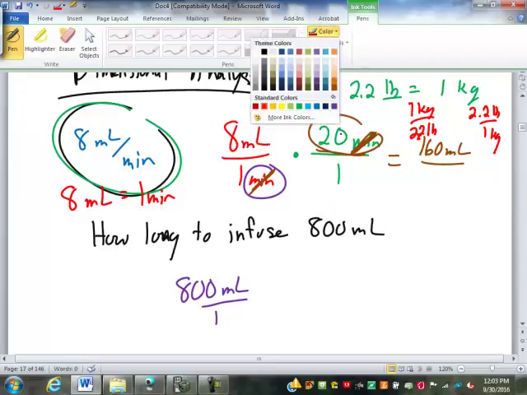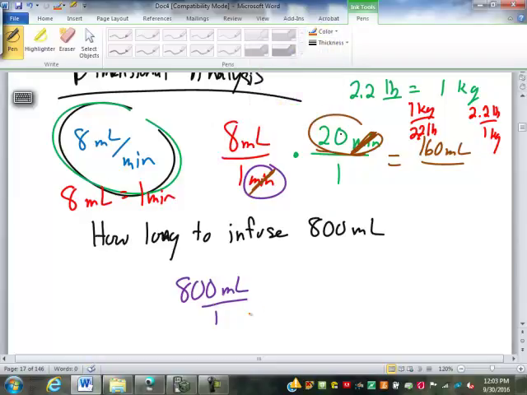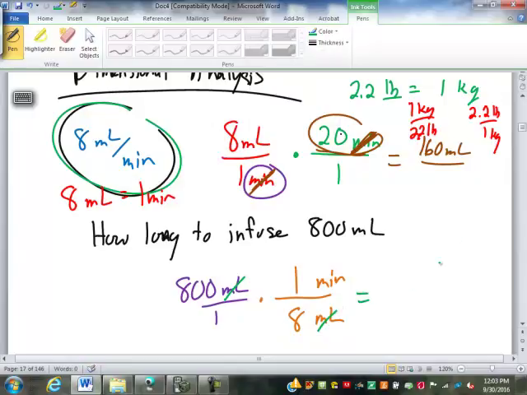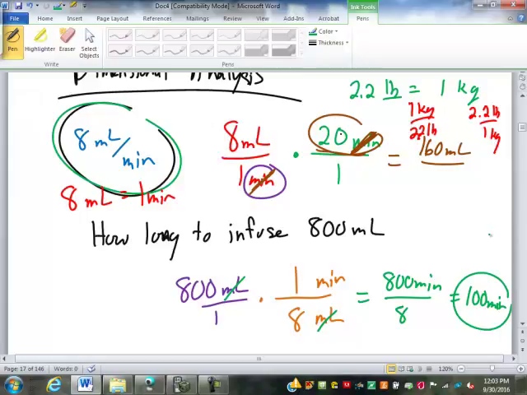So then over here, when I want to convert my 800 milliliters and I want to know how long that's going to take, I can put milliliters on bottom and minutes on top. So the 8 goes with the milliliters and the 1 with the minute. So the milliliters cancel out. 800 times 1 minute, 800 minutes. 1 times 8 is 8. 800 divided by 8 is 100 minutes. So at 8 milliliters per minute, to infuse 800 milliliters takes 100 minutes.